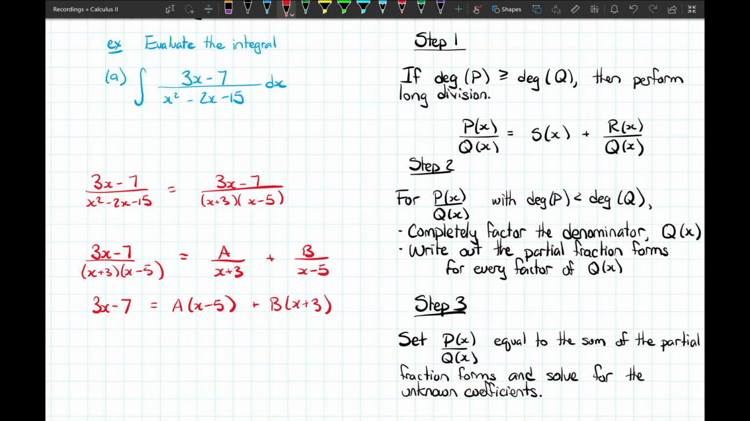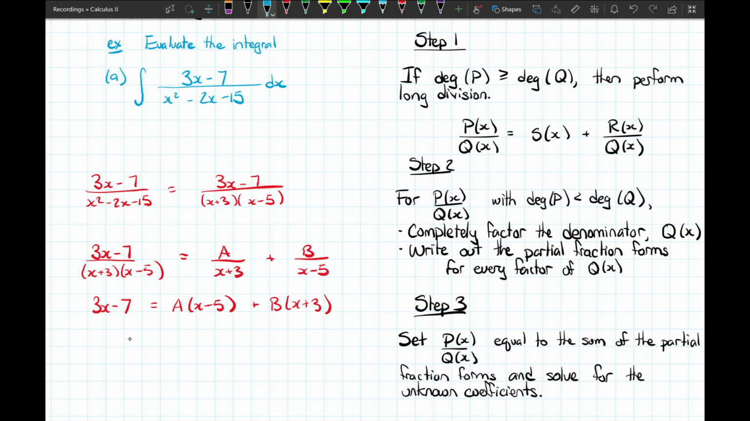And there are a couple different strategies that you can use to solve for A and B. We can either equate coefficients of corresponding powers of x on left and right hand sides, or we can choose some convenient values of x, plug those in, and get A and B, using a new value of x each time.